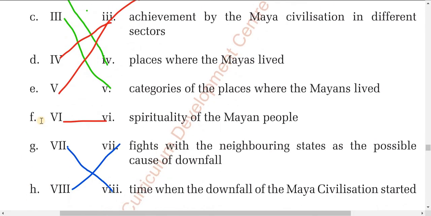And the sixth paragraph is about the spirituality of the Mayan people, the religion of the Mayan people. And the seventh paragraph is about the time when the downfall of the Maya civilization started. And the last paragraph, the eighth paragraph, is about the fights with the neighboring states, the possible cause of the downfall.